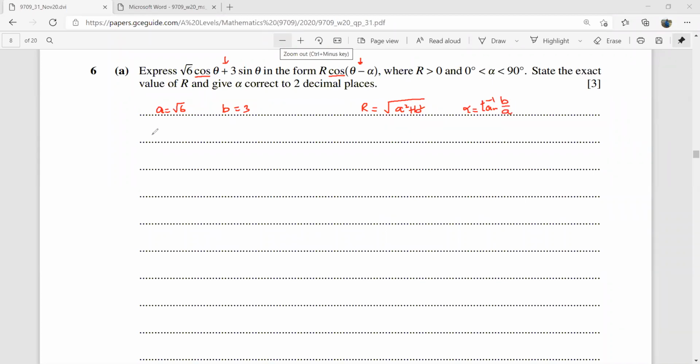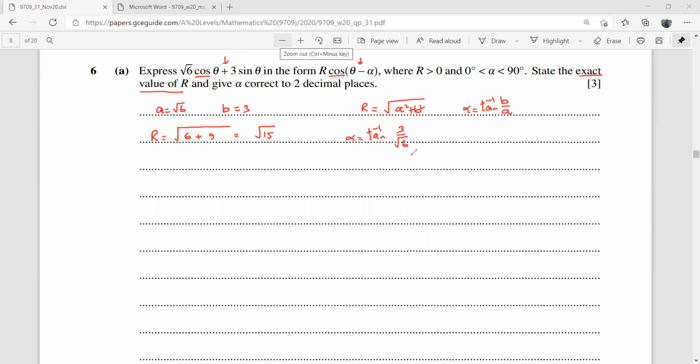So this way, you have this R that is going to be the square root of the 6 plus 9, that is under root 15. And you see that we have to give the value of R in exact form. It says state the exact value of R. So that is under root 15. And then you'll find the alpha. That is going to be tan inverse of this 3 over under root 6.